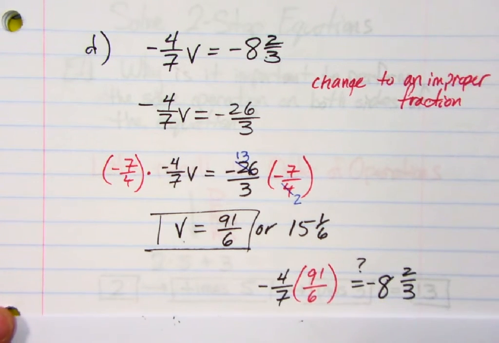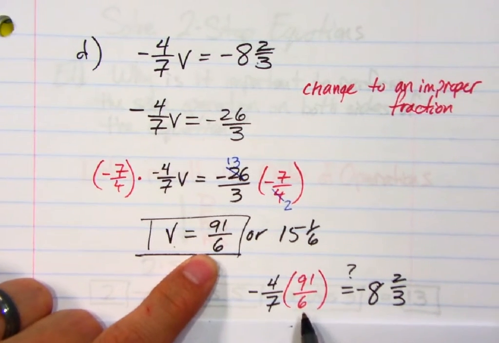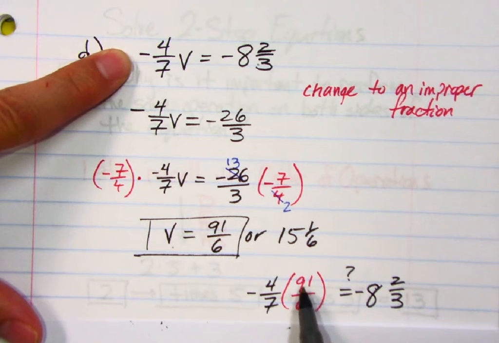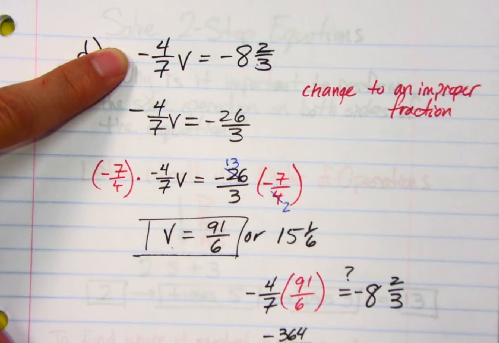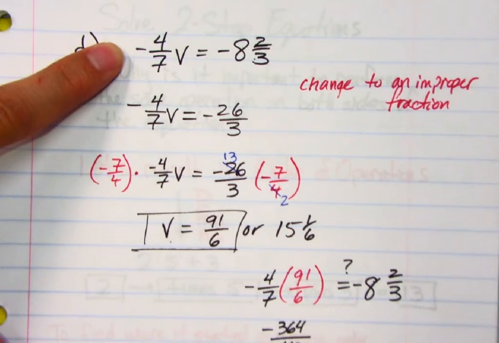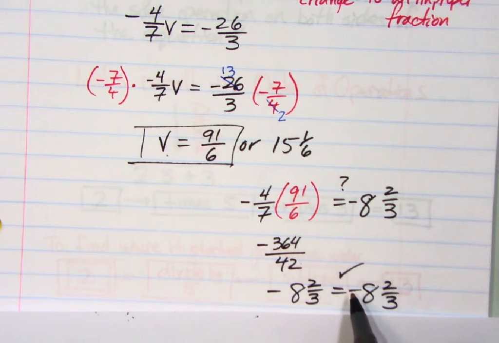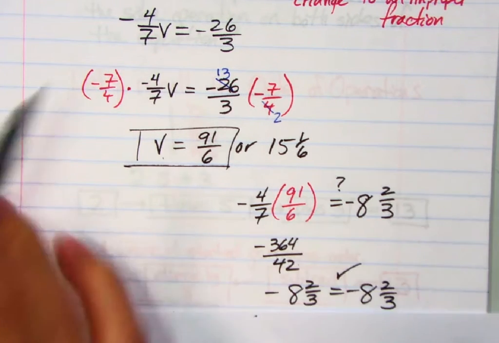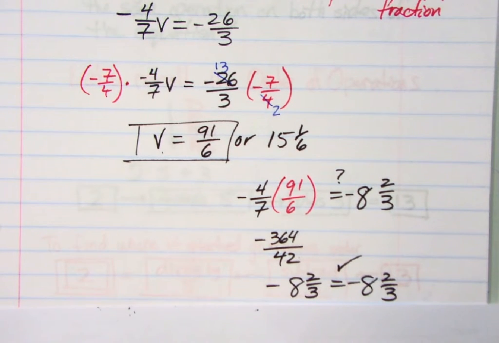But then to check it, I would just use the improper fraction. Makes it a little easier. Go back to the original one. Plug it in. See if you can do some cross canceling. If not, just multiply straight across. And then reduce it. And you'll find out your answer right here works out to be correct. Okay, so just a slight variation on this one. You're just making it an improper fraction.